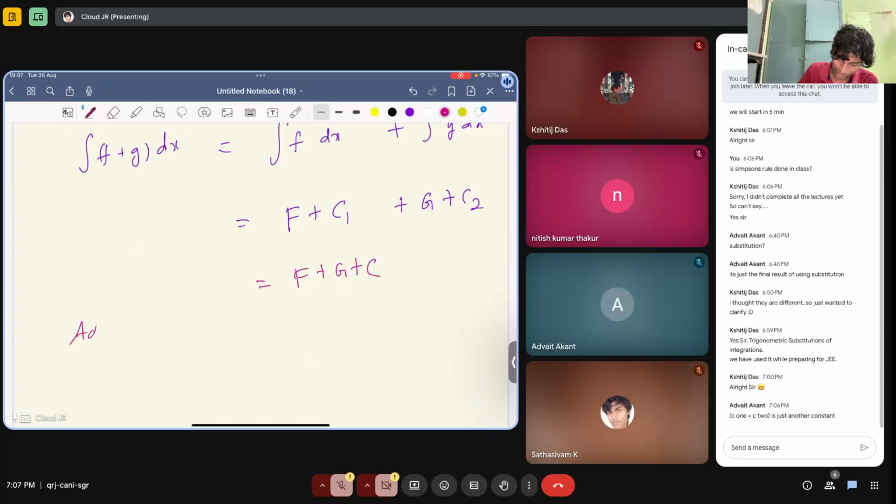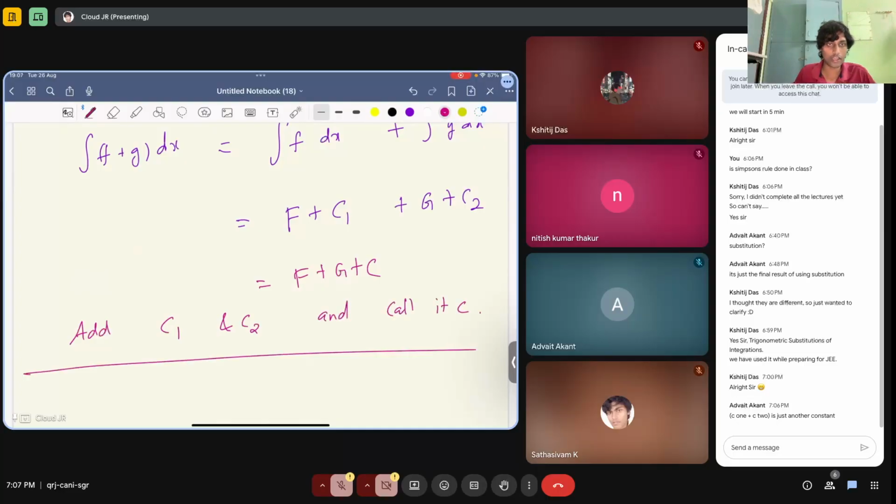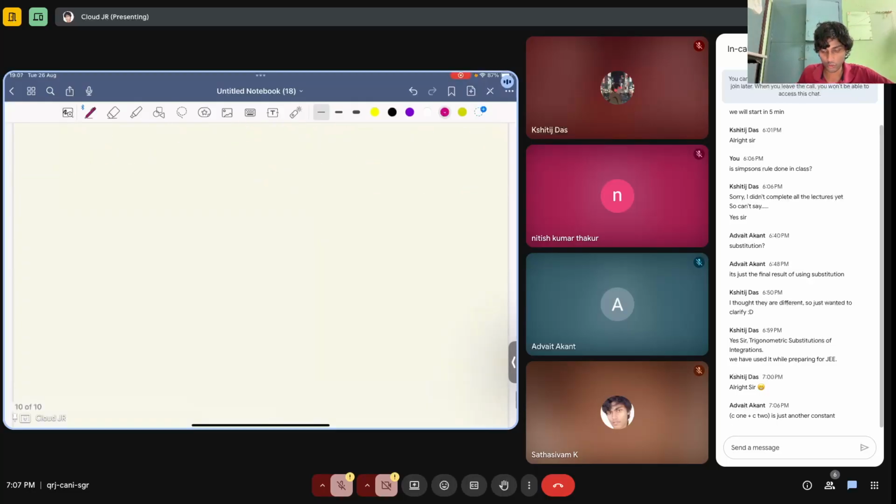So basically, I'll write here, maybe if somebody just reads the notes: add c1 and c2 and call it c. Anyway, probably we move on to a different section, which is basically integration by parts.